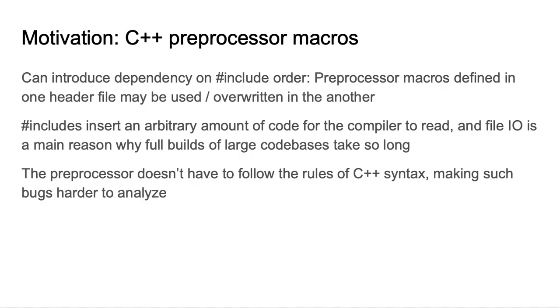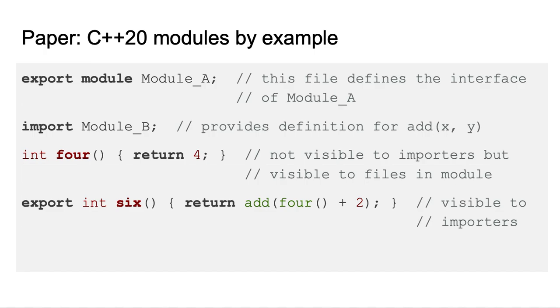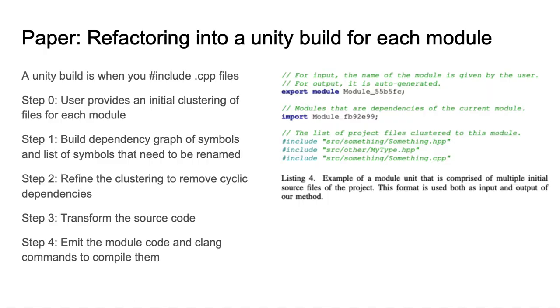Another thing is that preprocessor macros are arguably too powerful to be used so frequently. Ideally, we want features that exist within the C++ language rather than having potentially arbitrary text being added to each build. Here's an example of a module A, which uses module B. It also has a private function 4 and an exported function 6.